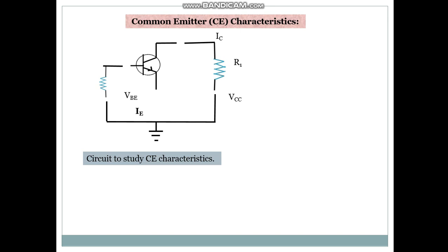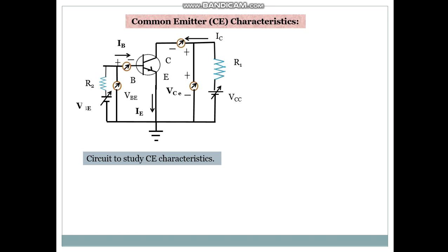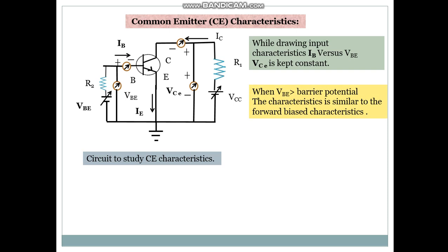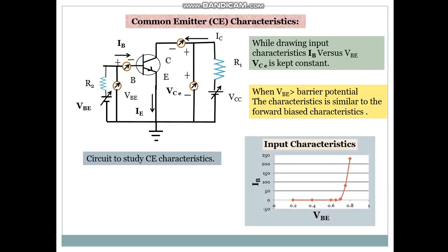Common emitter characteristics. The circuit to study the CE characteristics is as shown. We have the IB, the VBE. While drawing the input characteristic, IB versus VBE, VCE is kept constant. When VBE is greater than the barrier potential, the characteristics are similar to the forward bias characteristic. The dynamic input resistance Ri is delta VBE upon delta IB.